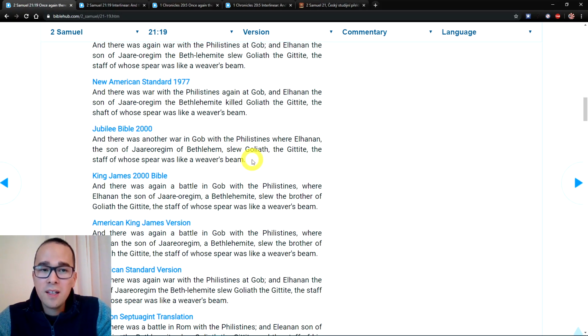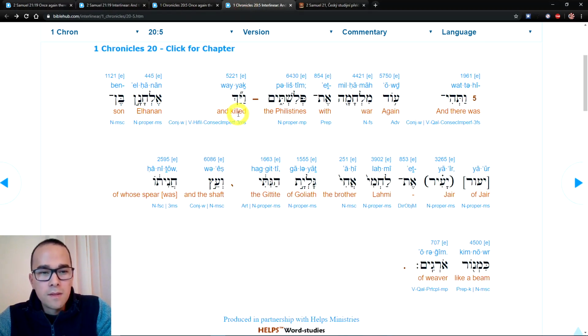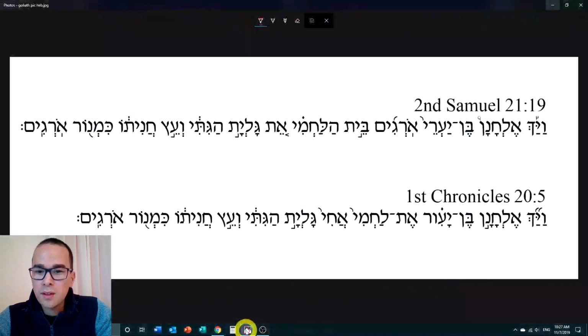There is a parallel passage that explains what's going on, and that's 1 Chronicles 20, verse 5. It says that Elhanan, son of Yair, killed Lachmi, the brother of Goliath the Gittite. Let's look at the Hebrew here. Vayach Elhanan ben Yair et Lachmi achi Goliath Agiti. So this explains a lot. Let's check out the Hebrew and see what's going on.